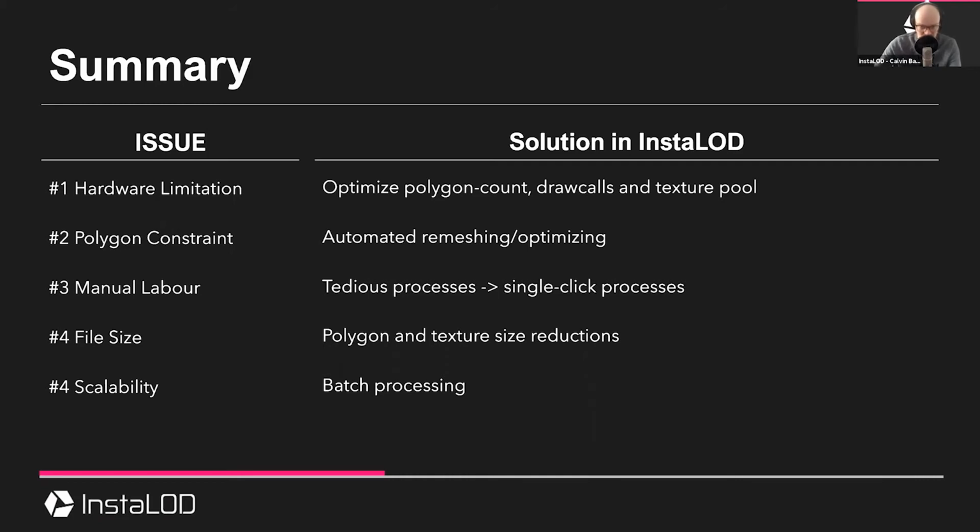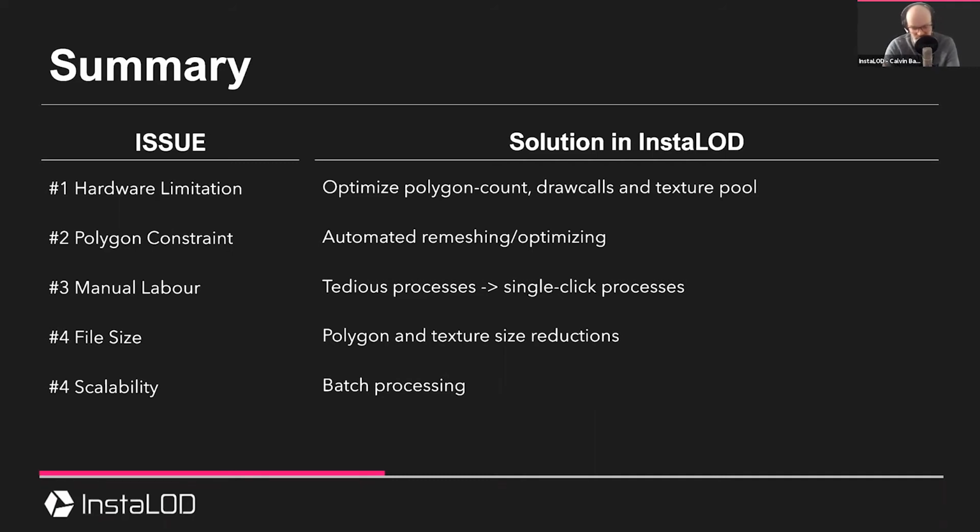Obviously, you could just go high with a polygon count. It's all down to what you want. But again, this polygon constraint isn't an issue anymore. We can create great looking models and match the target count that we need. Then the issue number 3, manual labor. Well, that's not an issue anymore because we're not doing any manual labor anymore.